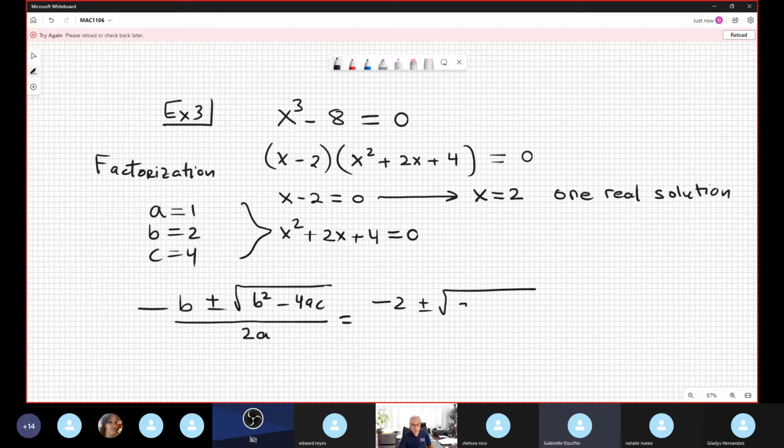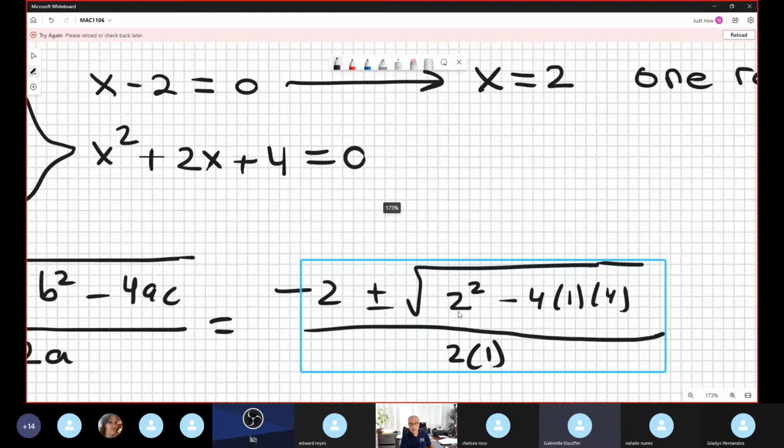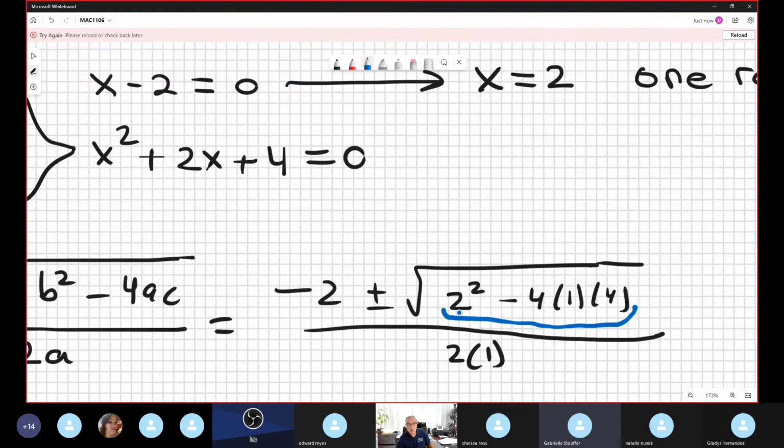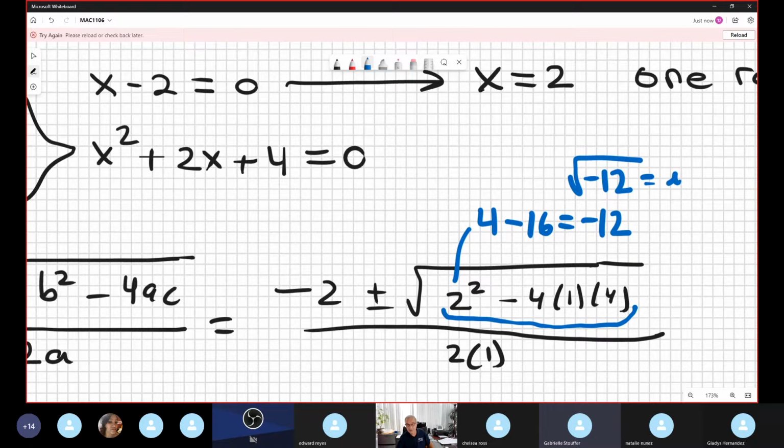B is 2 squared, minus 4 multiplied by 1 multiplied by 4, divided by 2 times 1. I focus on the expression inside here. It's okay. 2 squared is 4. Minus 16, no? It's 12, no? Minus 12. Oh, you see what the reason is, it's complex because the square root of negative 12 is i times the square root of positive 12.